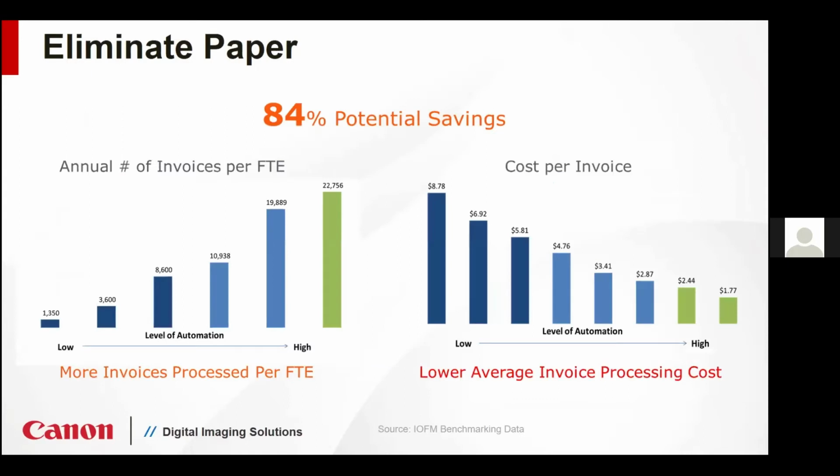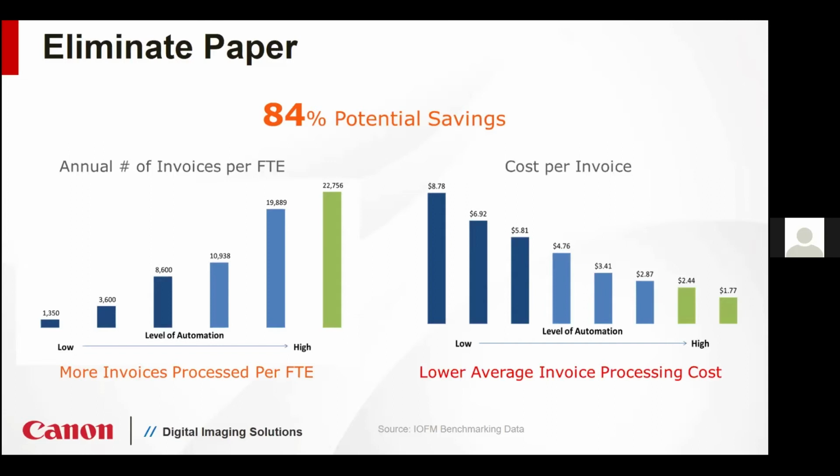This slide shows the Institute of Finance and Management, IOFM, when they established some benchmark data based on results achieved by businesses who have automated their accounts payable departments, from a partial automation to a full automation. What this data shows is that as the level of automation of AP increases, the number of invoices that are processed by each full-time employee, or FTE, increases from a low of 1,350 per FTE to a high of 22,756 per FTE, a more than 16-fold increase.